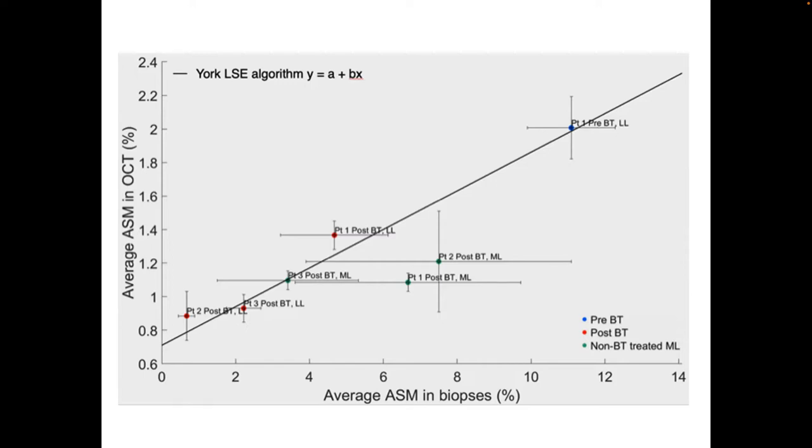So I was thinking, ideally, you would want this to be like a one-to-one relationship. Yeah, a linear line. Perfect OCT, right? But it's not perfect. So the null hypothesis being just a straight line would imply OCT is basically useless, right? It just doesn't give any information about the actual ASM.